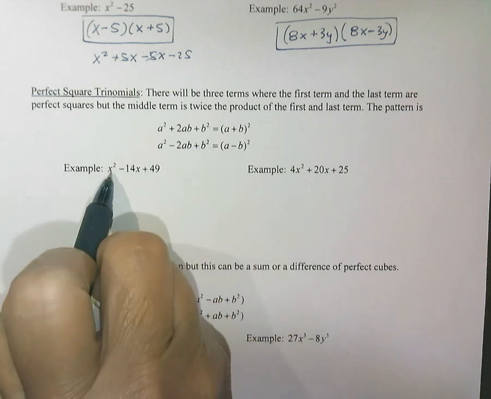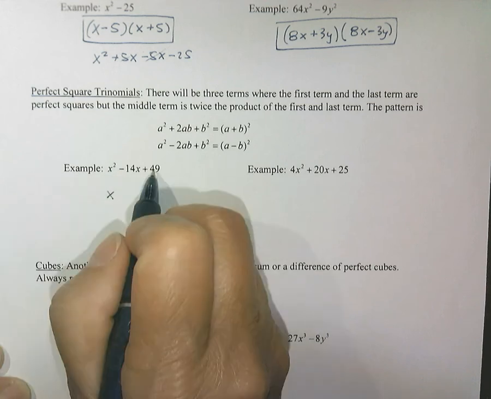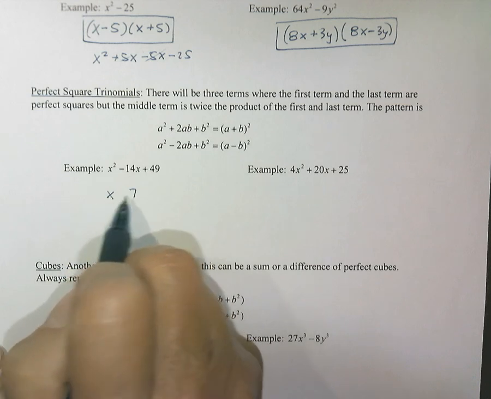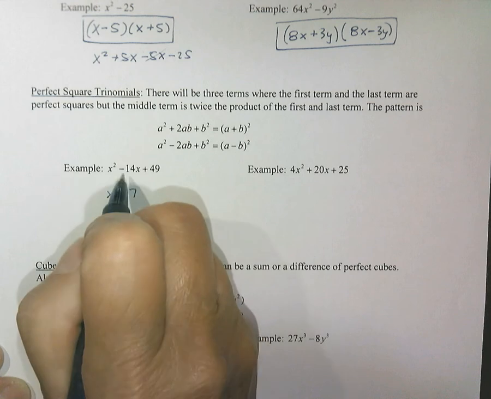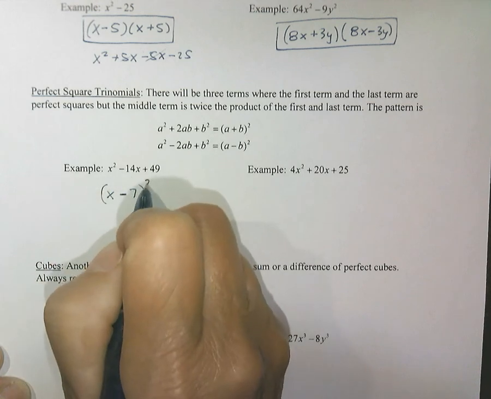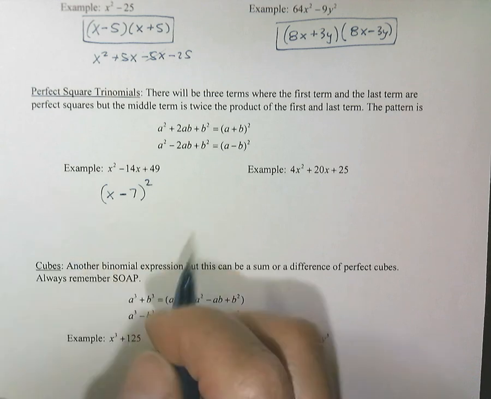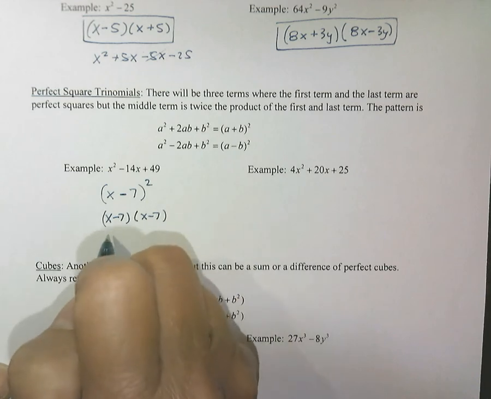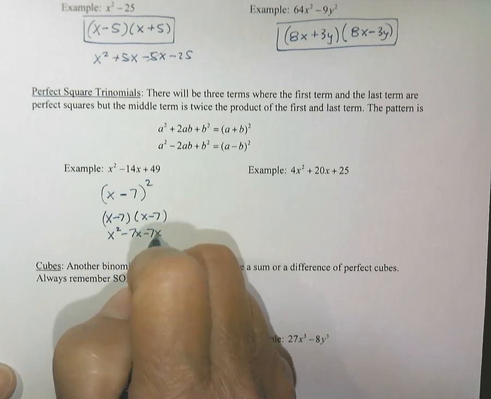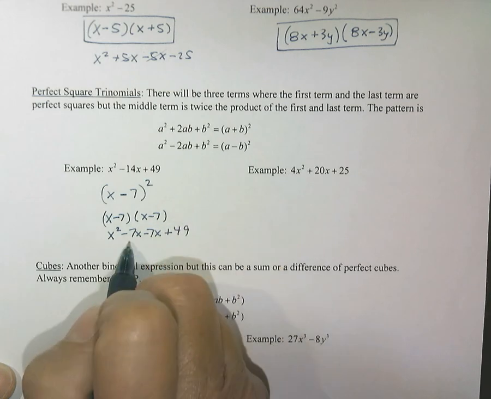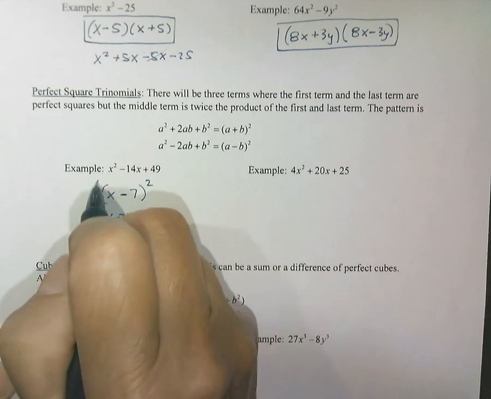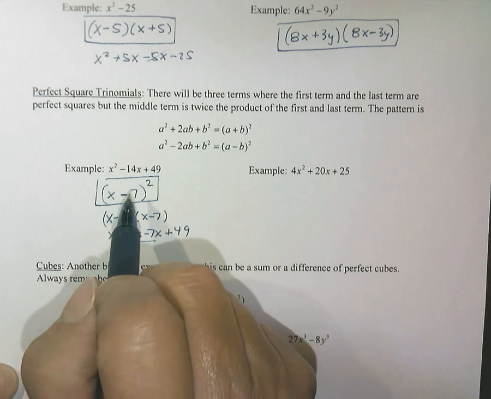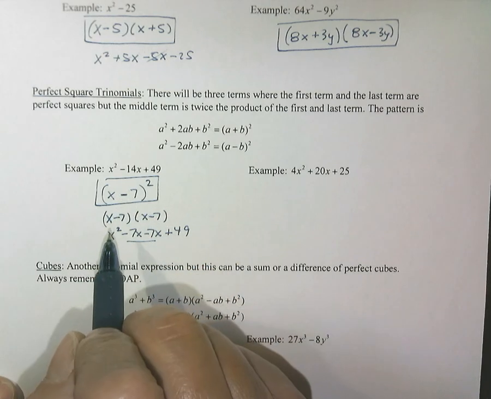So square root of x squared is x. Square root of 49 is 7. x multiplied by 7 is 7x, and if you double that, you get 14x. This is a minus sign, so this is going to be a minus sign, and this is squared. And then just be careful. Remember that this is saying x minus 7 multiplied by x minus 7. So x squared minus 7x minus 7x plus 49. That's where I get the negative 14. If you don't recognize a perfect square trinomial, you can just factor it like a regular trinomial.